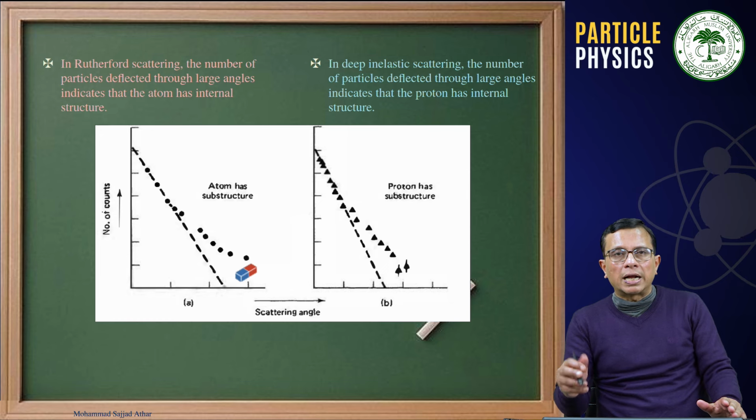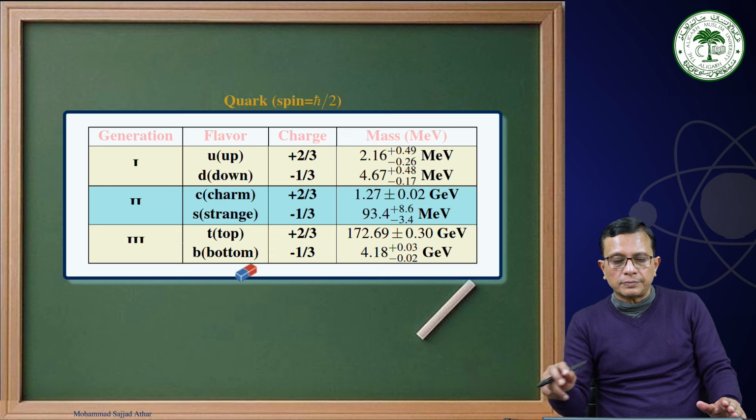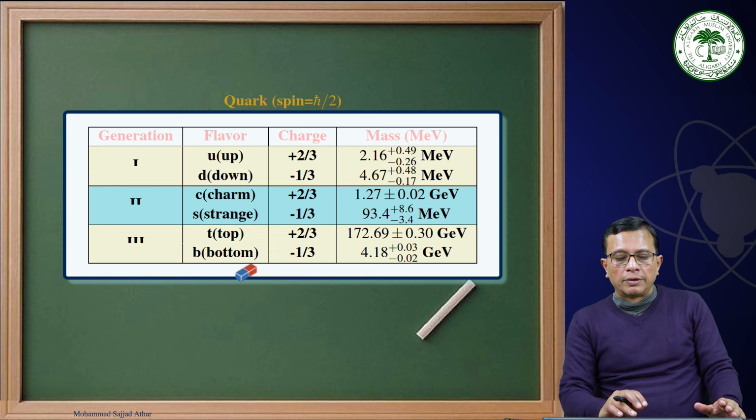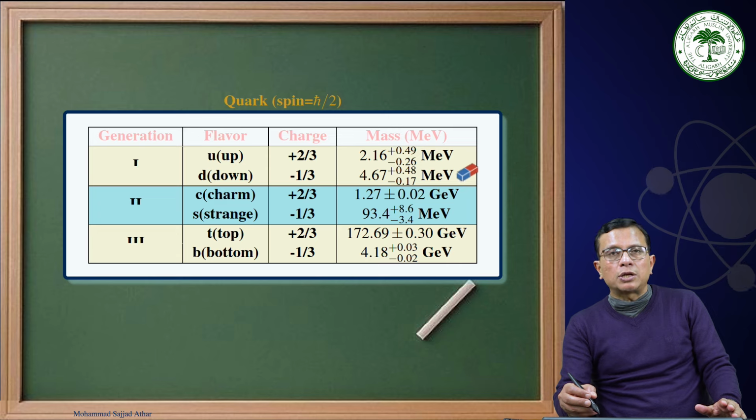It was found that there is large angular scattering, which was telling us that there is something inside the proton. To summarize, we have 6 quarks. Corresponding to them, we have 6 anti-quarks, and these are the charges of the quarks. These are the masses. These 2.16, 4.67, these are the current quark masses.